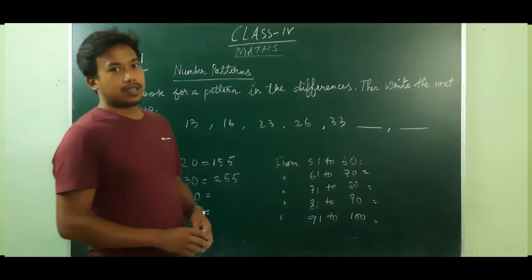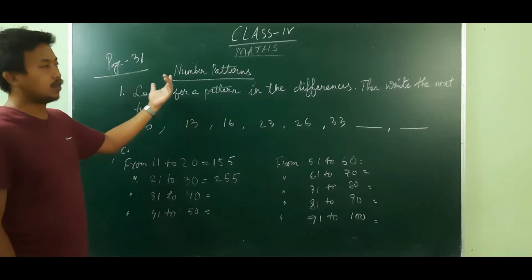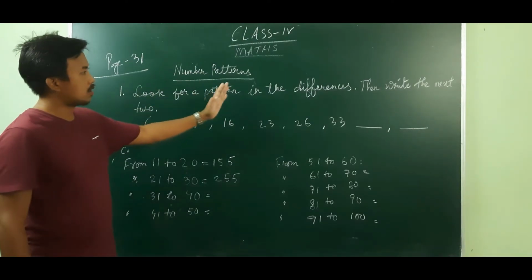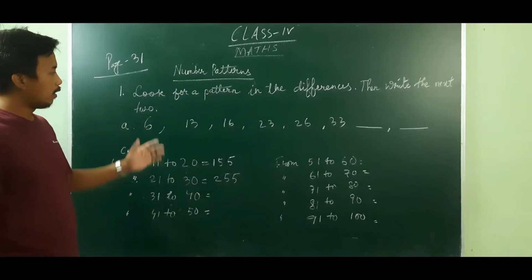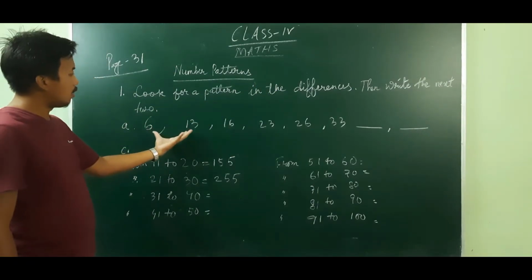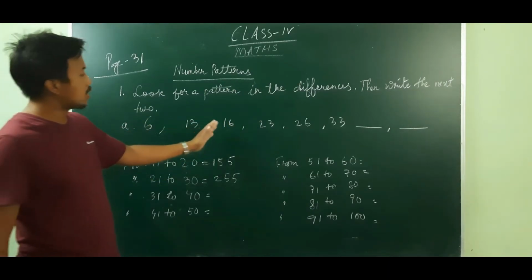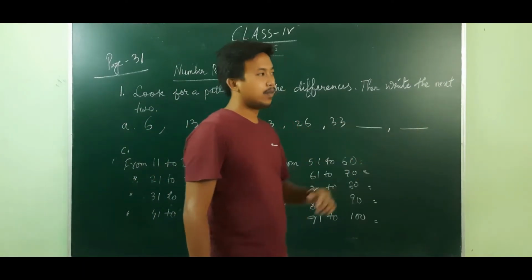The next one, that is from the number patterns. That is on page number 31 in the book. Now from here, question number 1, that is look for a pattern in the differences, then write the next two. Okay. That means here they have written a number sequence. So here 6, 13, 16, 23, 26, 33. Now you have to fill these two blanks.